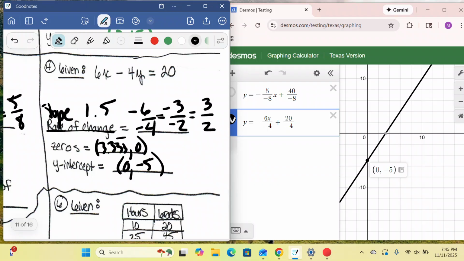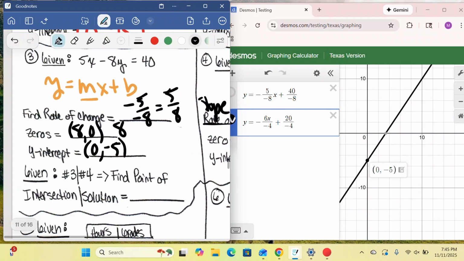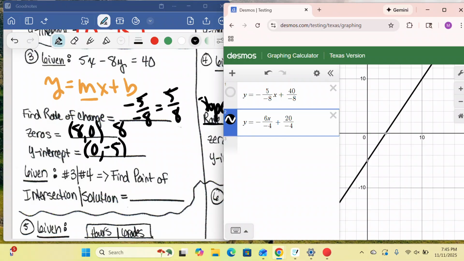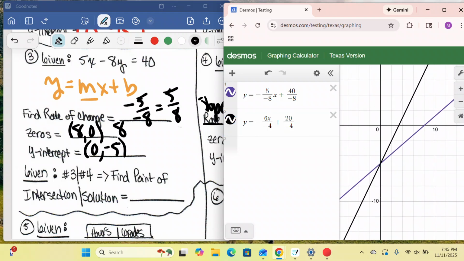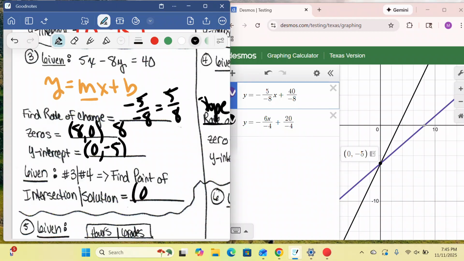Now, in order to answer the last question on number 3, they're asking, given 3 and 4, find the point of intersection. So I have both lines on the graph. I'm going to activate this first one and find out where they meet. They meet in exactly one point. So it is (0, negative 5) as my point of intersection. I have my black line and my purple line.